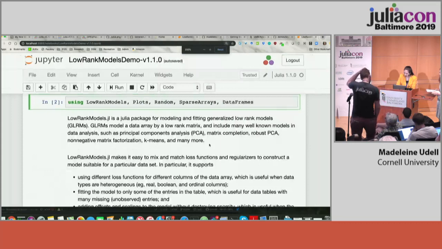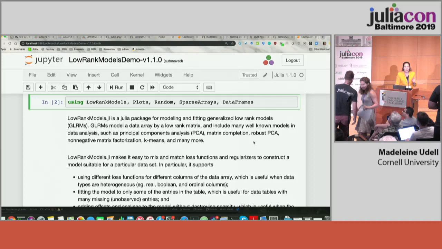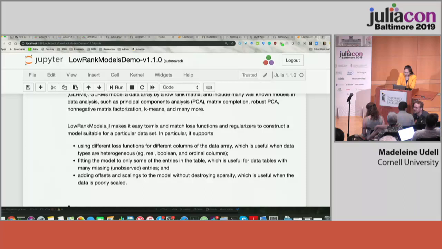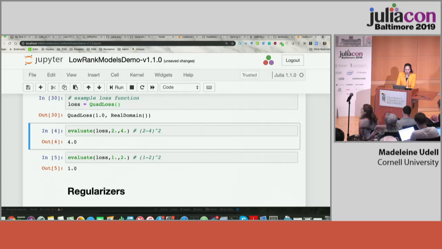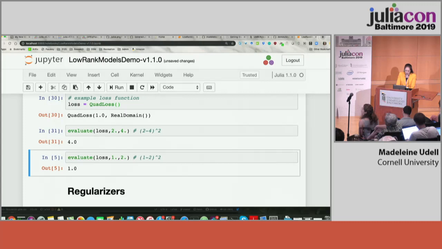So here's a super quick demo of the functionality in low-rank models, okay? So here we're going to use low-rank models along with some other useful tools. Here's some loss functions. So here's how you make a loss function. I'm going to instantiate the quadratic loss function, okay? I could evaluate that loss between imputed value 2 and real value 4, okay? And 2 minus 4 squared is 4, so I get 4, right? Whereas the loss between, say, imputed value 1 and real value 2 is 1. Great. Okay?